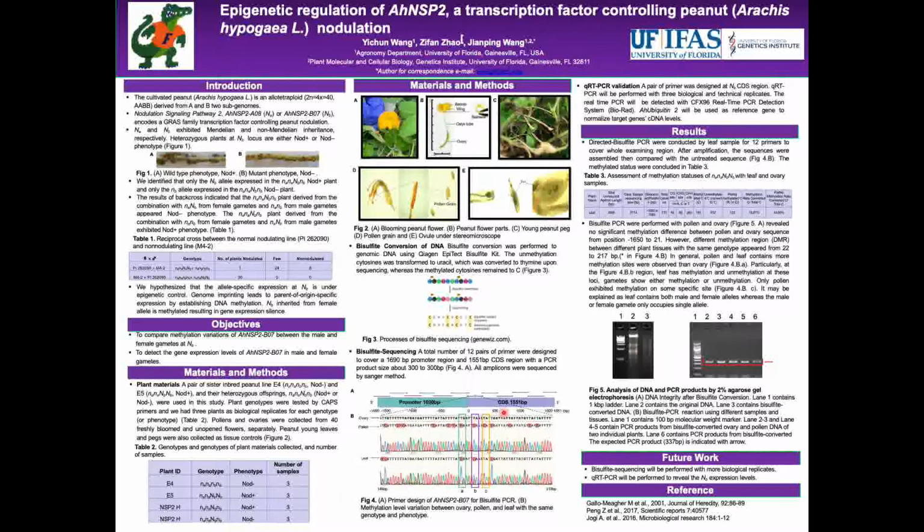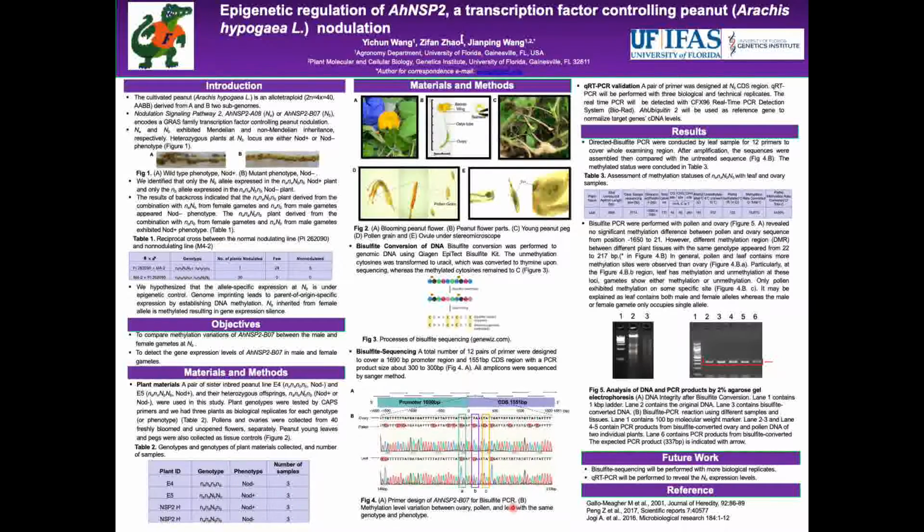For the ovary and pollen samples, different methylation regions between different plant tissues with the same genotype appear from 22 to 217 base pair. In general, pollen and leaf contain fewer methylation sites than ovary, particularly at the B region. Leaf has both methylation and unmethylation at this locus. Gametes show either methylation or unmethylation. Only pollen exhibited methylation on some specific loci.